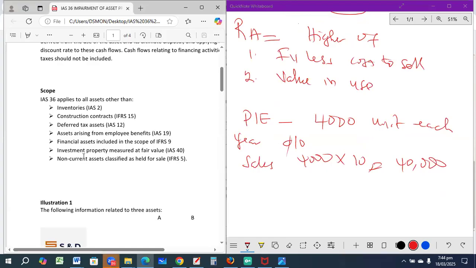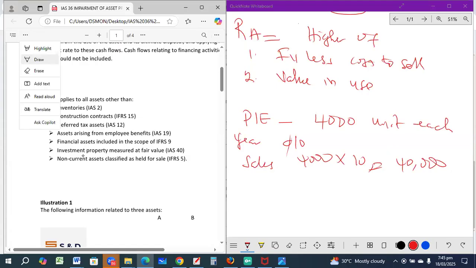When we say the coverage, we are talking about the scope. Which asset does this standard apply to? It applies to all assets with the exception of the following, what you can see on the board. Impairment. Inventories, IAS 2. The standard that was just tested in the March date. Those who wrote the financial reporting know what I'm talking about.